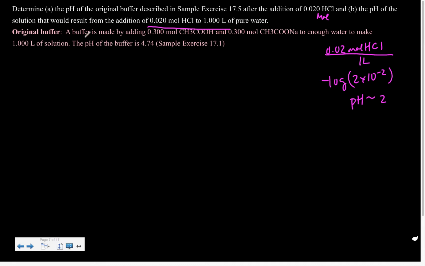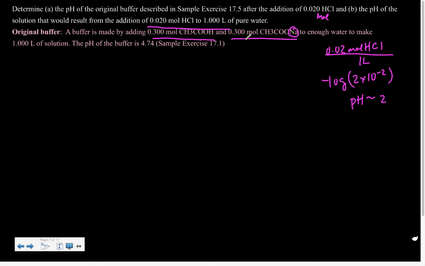Over here, let's look at our original buffer. You have a buffer that consists of 0.3 moles of acetic acid and 0.3 moles of sodium acetate. Now, is this sodium component important? No. What really matters is that we have our acetate ion, and the sodium ion has no effect on pH, negligible in terms of pH. We have a 1 liter solution, and we have our original pH.